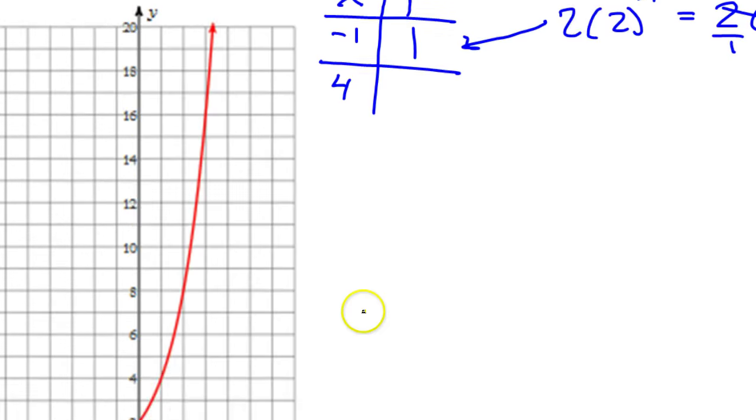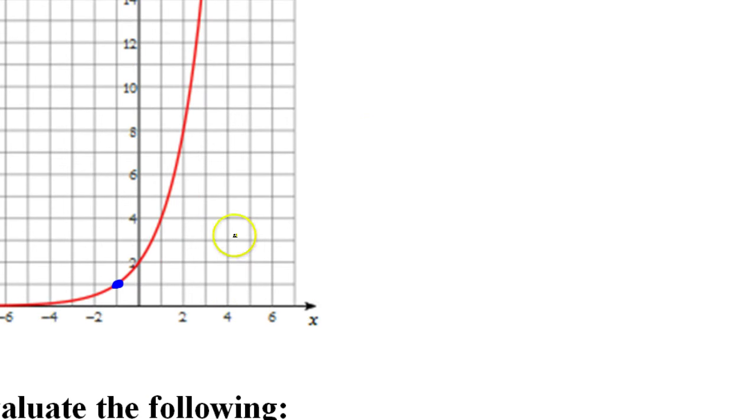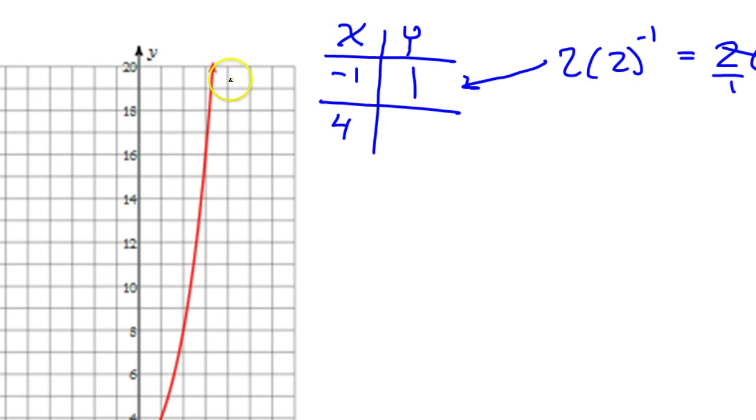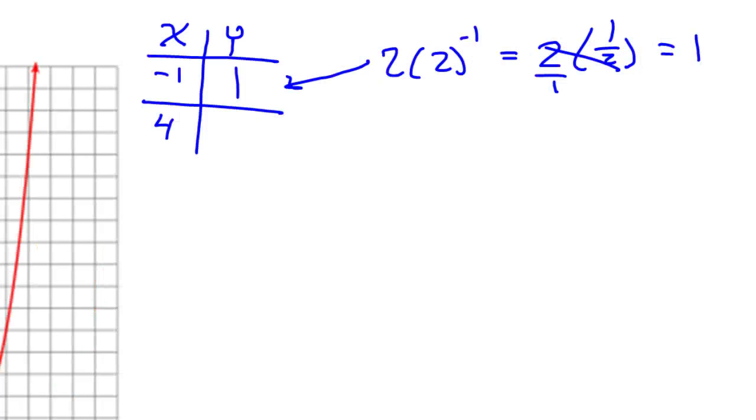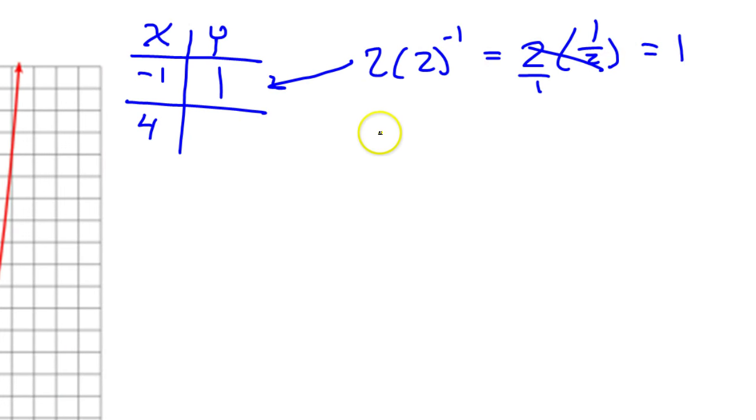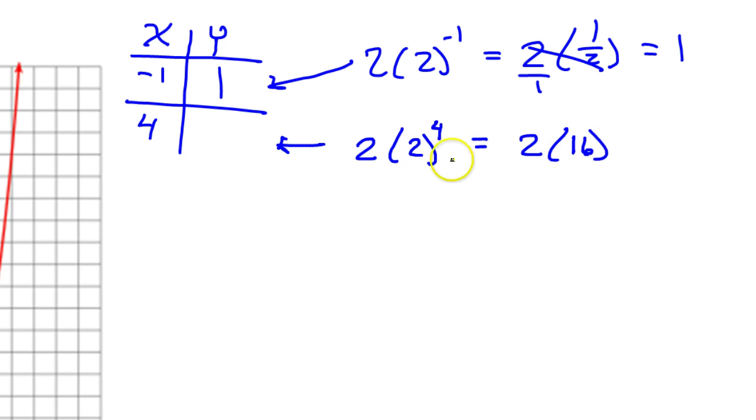What about 4? Can I get this off the graph, make my life easier? 4. Nope, that one's off the graph. So we have to do it manually. So that'd be 2 times 2 to the 4th power. 2 to the 4th power is 16, so that's 2 times 16. So that is 32. That's 4 comma 32. So this is our table of values.